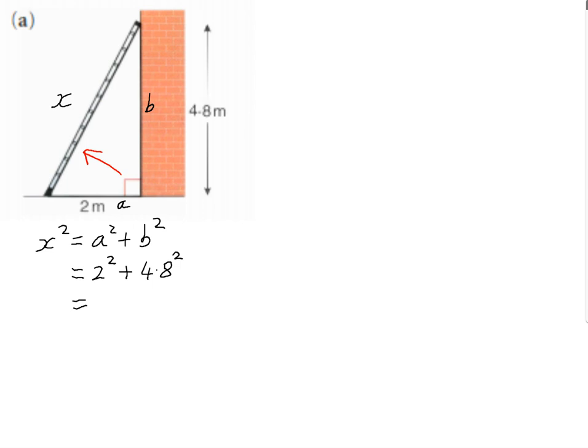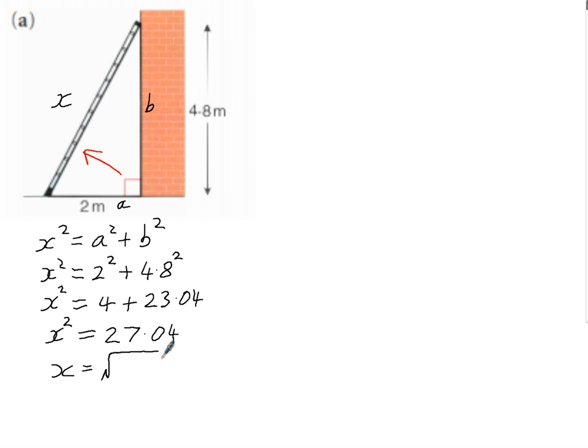We work that out. So 2 squared is 4. 4.8 squared, when you put that in your calculator, it gives you 23.04. Add the two together. 27.04. Now remember, that is us calculating x squared. So x squared is equal to all these things. But we're trying to find the length x, so we have to take the square root.